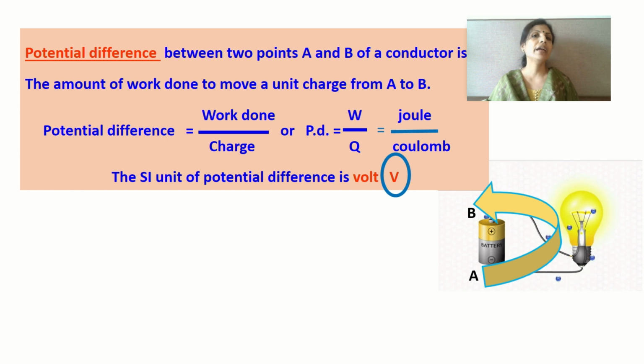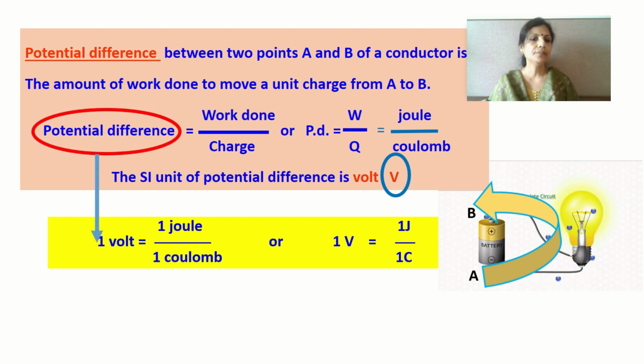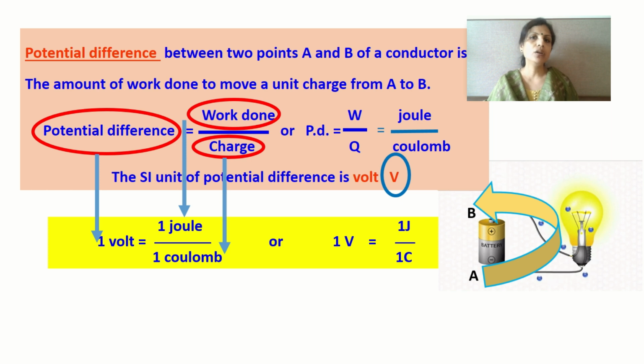I want to define what is the meaning of 1 volt. For that, we will again make use of our formula. Potential difference is equal to work done upon the charge. Now, the SI unit of potential difference is 1 volt, the SI unit of work done is joule, so we write that as 1 joule, and the SI unit of charge is coulomb, so we write that as 1 coulomb. So I get the formula: 1 volt is equal to 1 joule upon 1 coulomb. And this will make my work easy to define 1 volt.